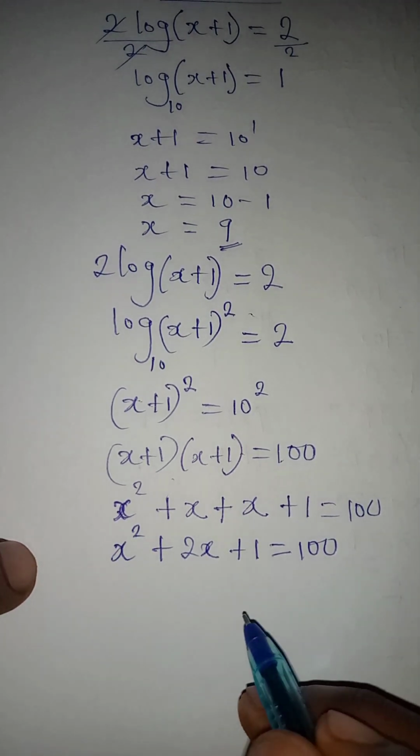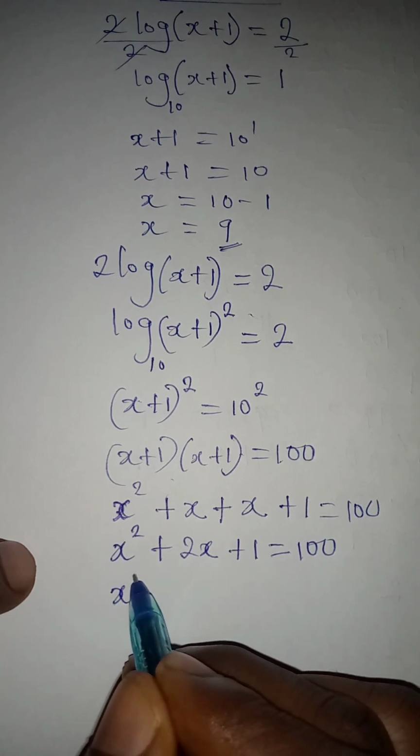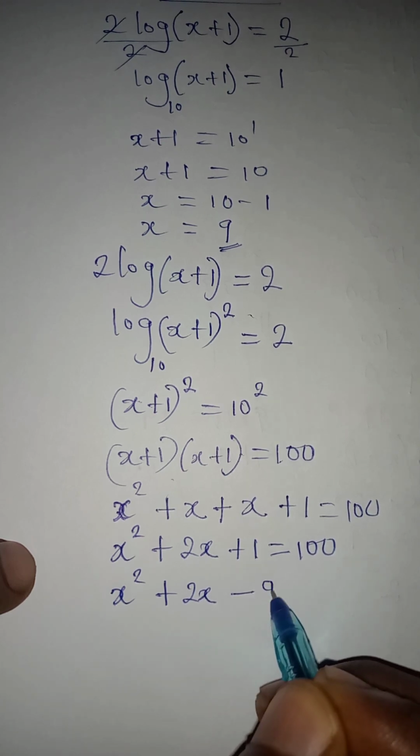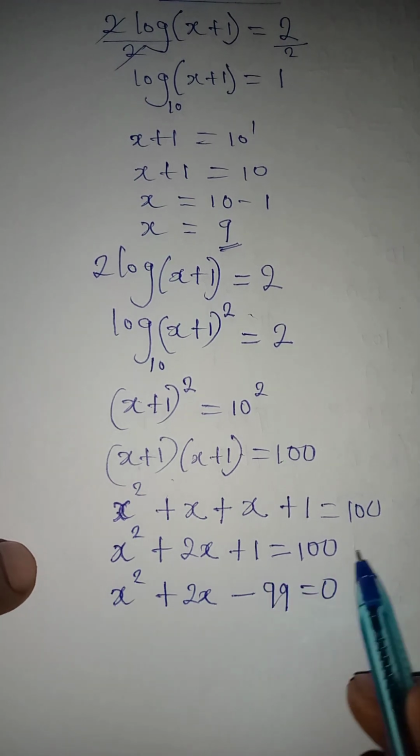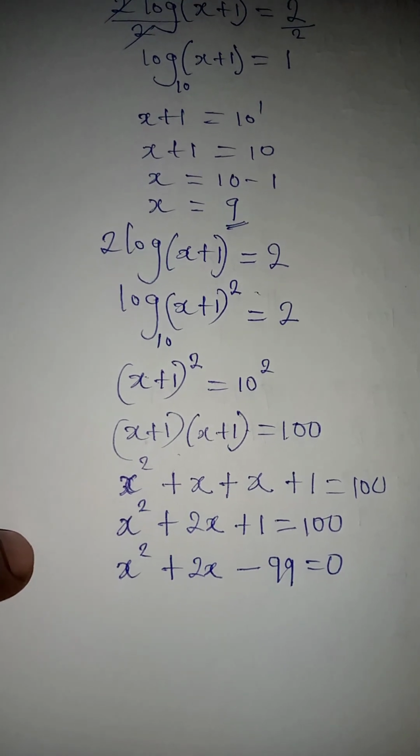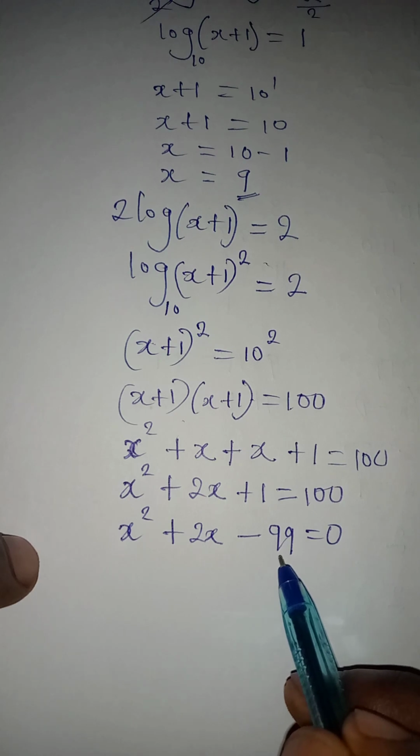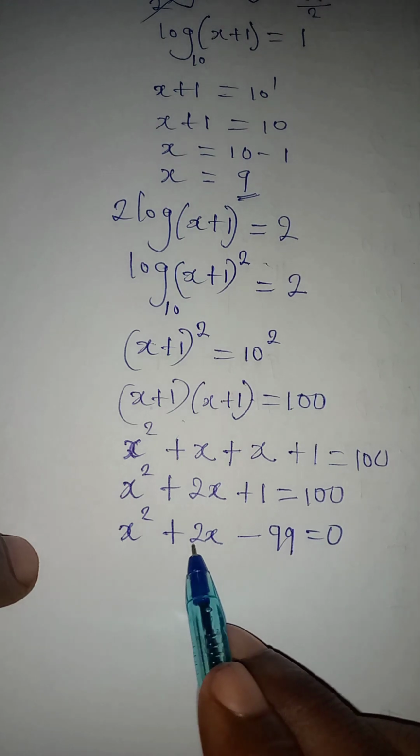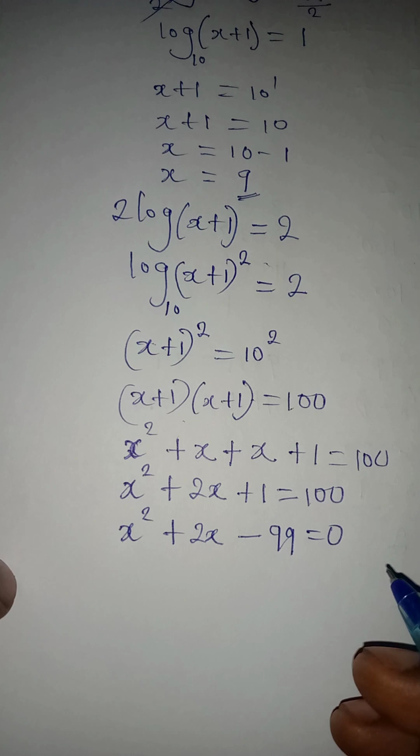If I collect like terms or bring 100 to the other side, I will have x squared + 2x - 99 to be equal to 0, because it's going to be 1 minus 100, which will give us minus 99. And now the next question is, what 2 numbers do you multiply to have minus 99, then you add both of them to have plus 2? The 2 numbers will be minus 9 and plus 11.